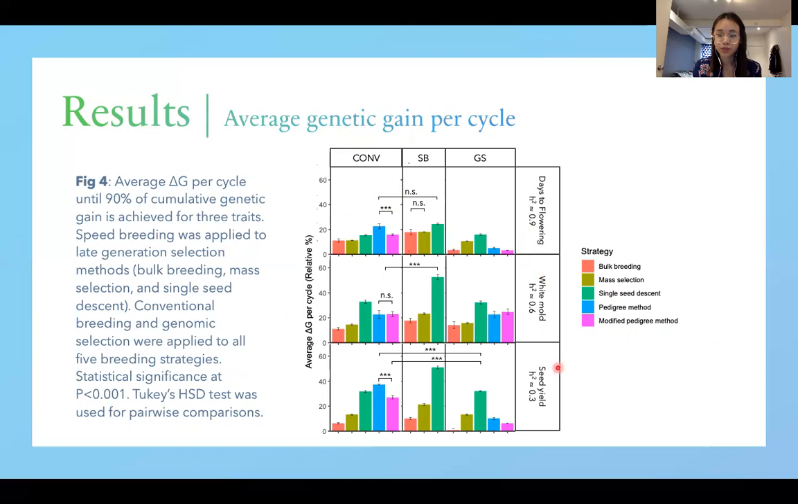For white mold and seed yield, we see that there is a clear advantage in using single seed descent in speed breeding over the conventional breeding methods.